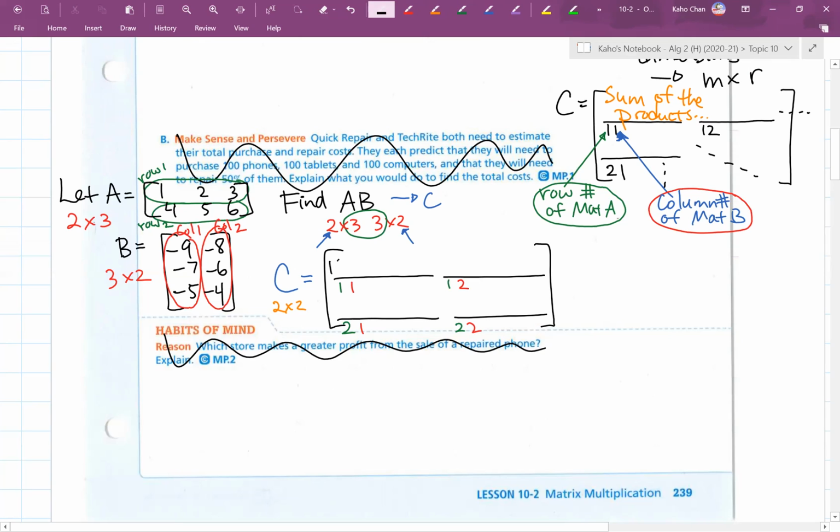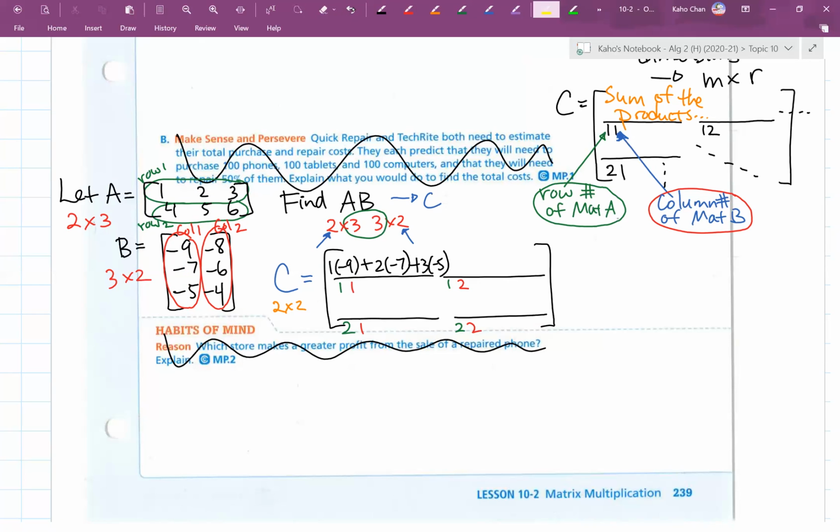So watch. 1 times negative 9. See what just happened there? 1 times negative 9 is what just happened there in row 1, column 1. It's row 1 of matrix A, column 1 of matrix B, plus 2 times -7, right here, plus 3 times -5. And that's how you do matrix multiplication. Row 1, column 1. Isn't that weird?